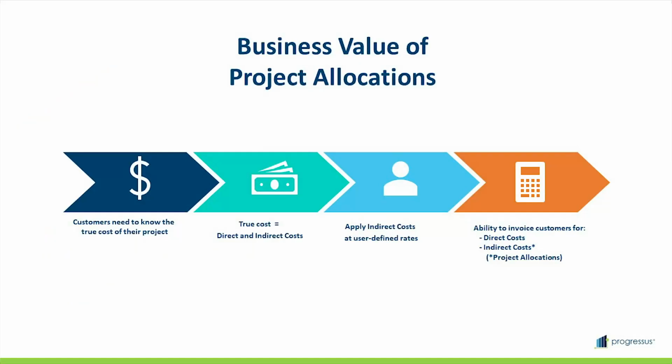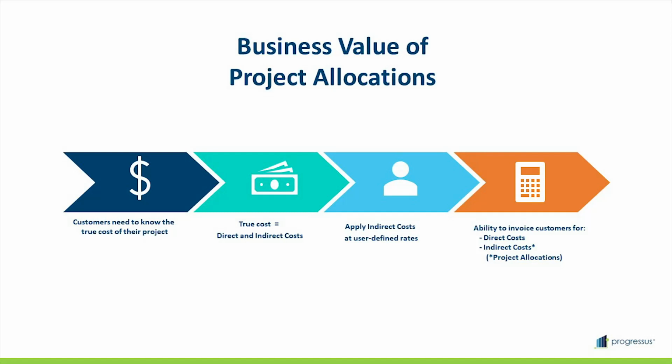The main business value, or the reason we added project allocations, is that it's going to help our clients have a better understanding of their true cost or total costs on their projects. Currently, without project allocations, primarily the costs reflected on the project are just their direct costs, such as labor, expenses, and so forth. However, true costs would include both direct and indirect costs.